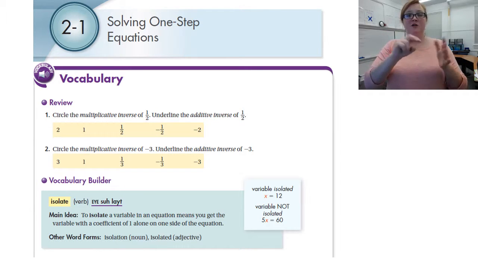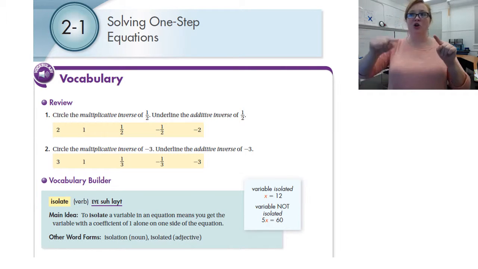Multiplicative inverse means the same as reciprocal. Any number times its reciprocal or multiplicative inverse is equal to 1. Additive inverse: any number plus its additive inverse is equal to 0.